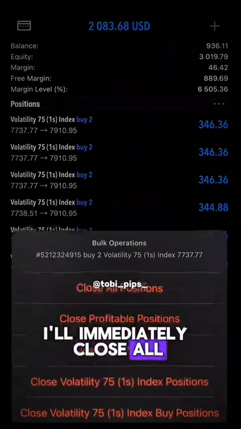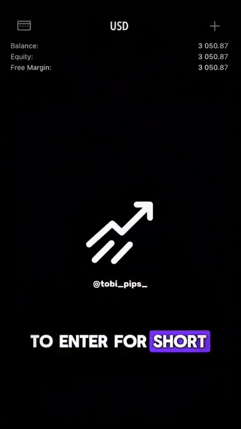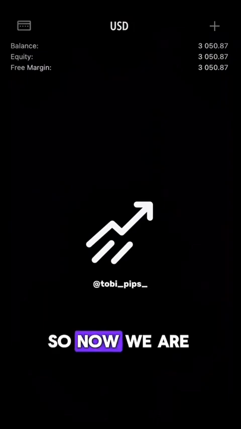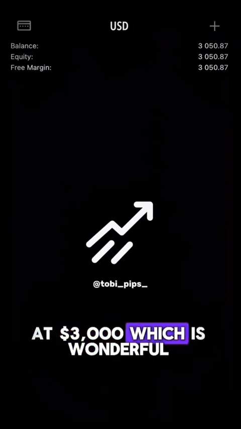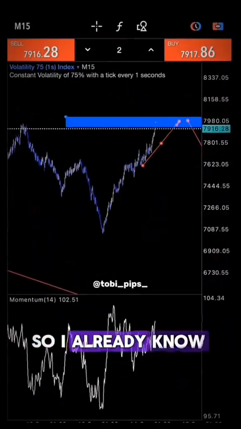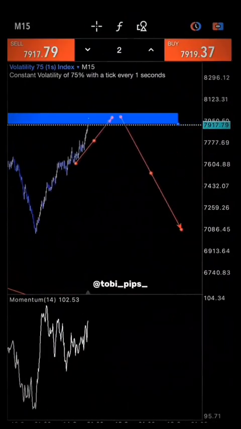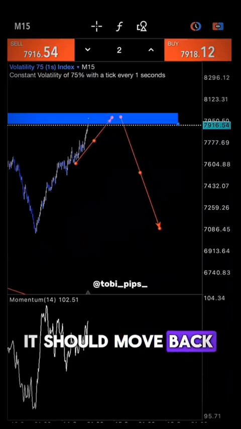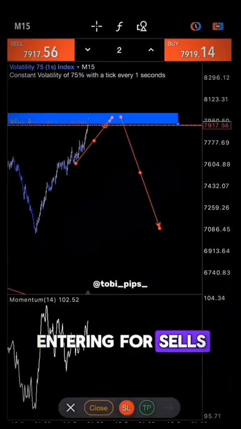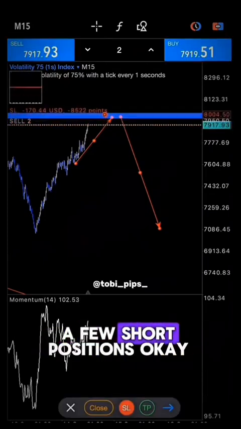I'll immediately close all these positions to enter for short positions immediately. So now we're at $3,000, which is wonderful. So I already know the market should move bearish. As soon as it reaches this area, it should move back down. So I'll be entering for sales. I'll be taking up a few short positions.